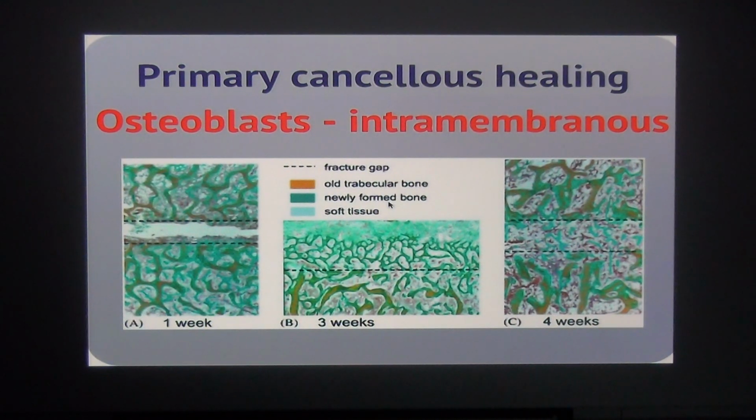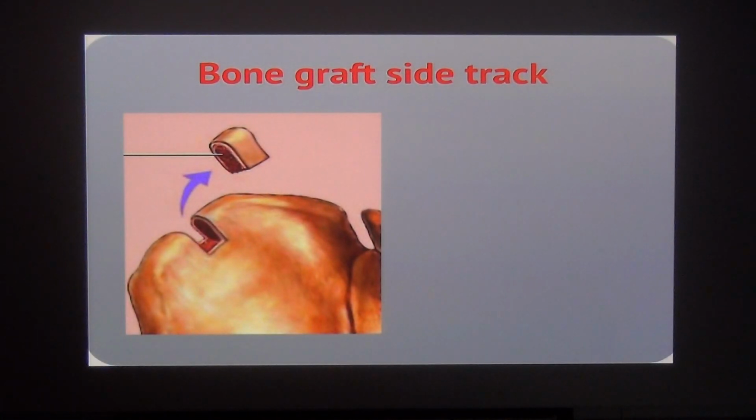Okay? No Haversian canals. Haversian canals are to break down one specific type of bone, and that is cortical bone. I'll explain why. Just going to take a little sidetrack.